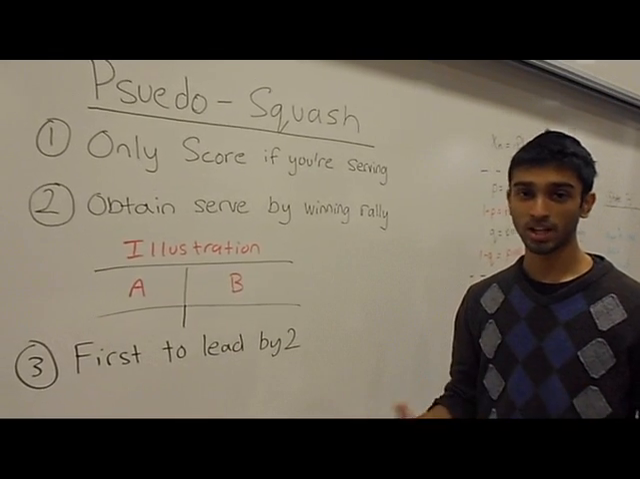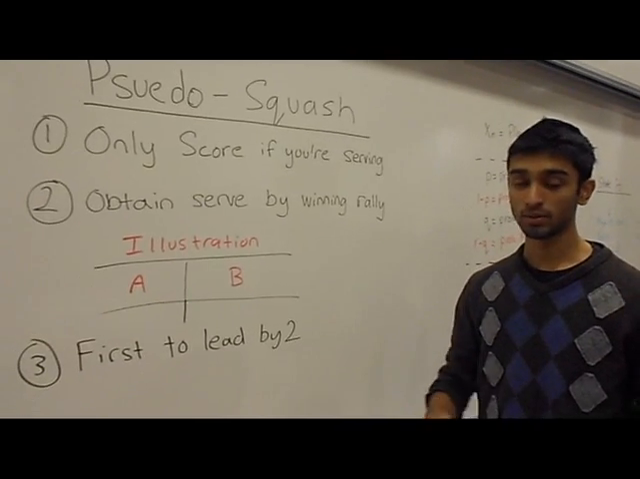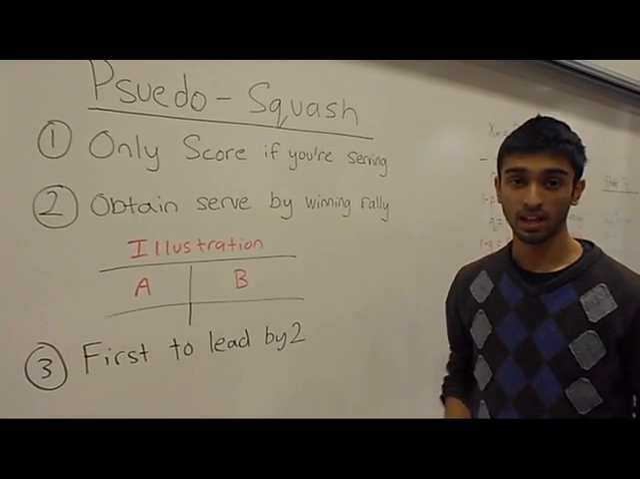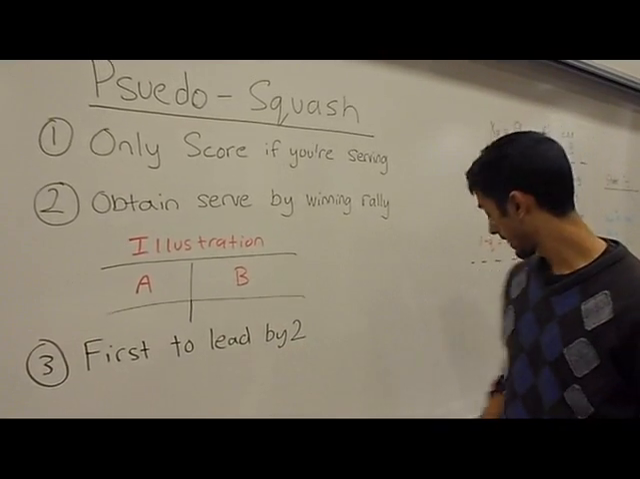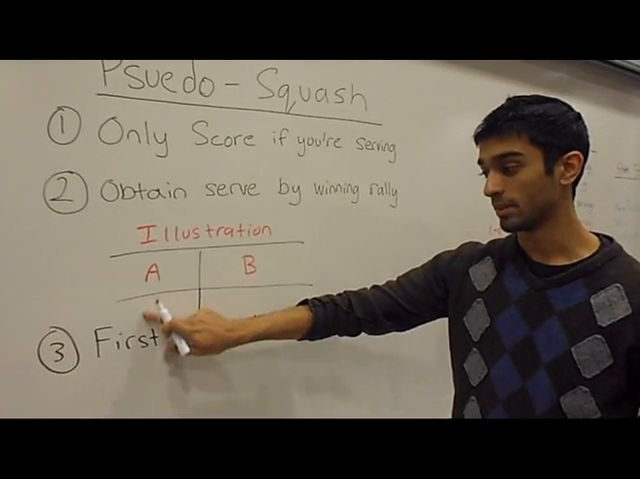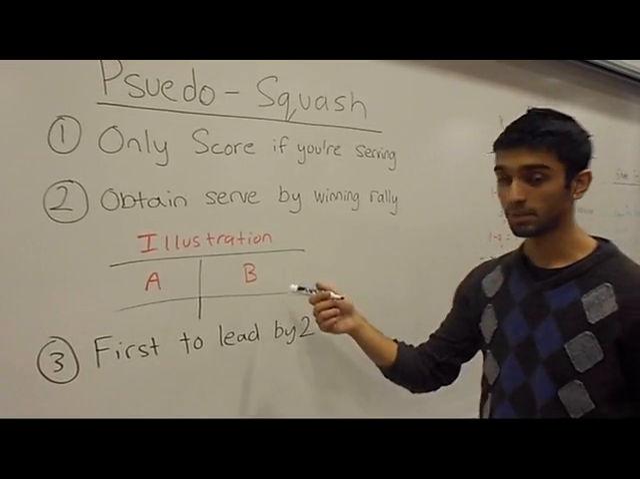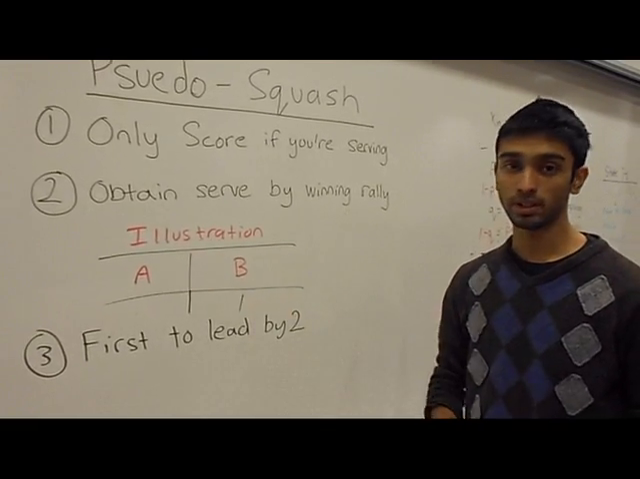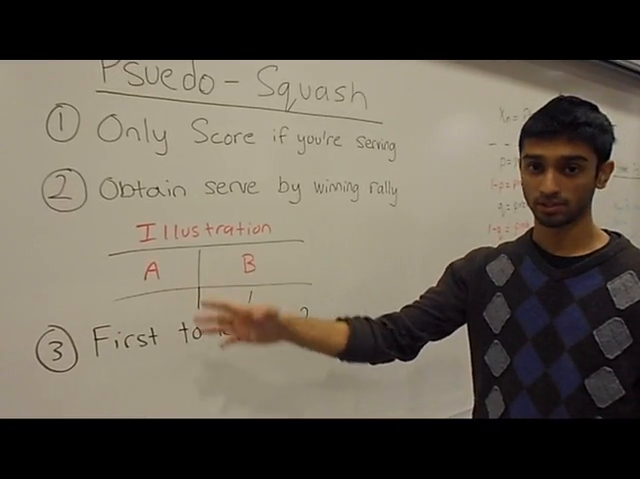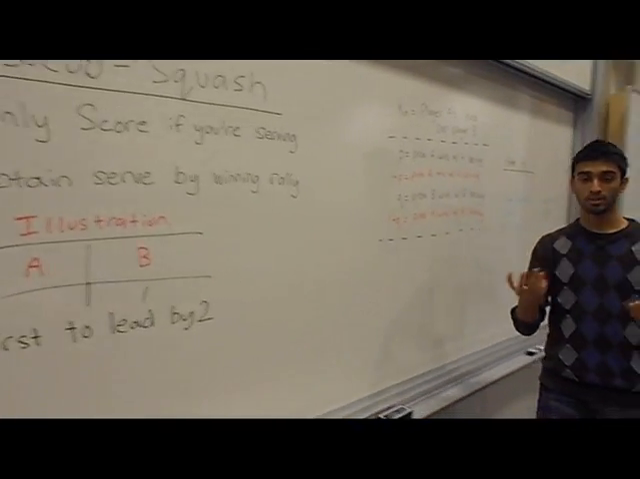So squash is just a bunch of rallies. Whoever wins the rally determines who's going to serve. And again, you can only get a point if you're serving. So for example, here's our illustration. If player A is serving and wins the rally, player A gets 1 point. But if player A wins the rally but B was serving, he gets nothing. Now A gets the opportunity to serve. Similarly, if player B is serving and wins the rally, then B would get the point. But if B is serving and loses the rally, A now gets the opportunity to serve. So again, you can only score points if you're serving. That's basically the definition of how the game works.